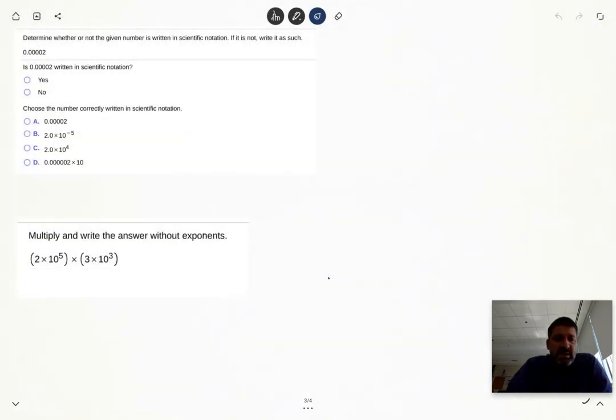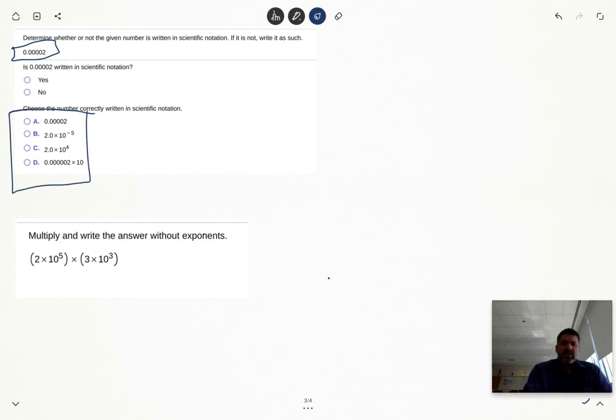First of all, determine whether or not the given number is written in scientific notation. If it is not written as such, write it as such. This is not scientific notation because scientific notation has one whole number to the left of the decimal point. This does not have any. So we want to write that in scientific notation. It's going to be one of these 4 answers here.